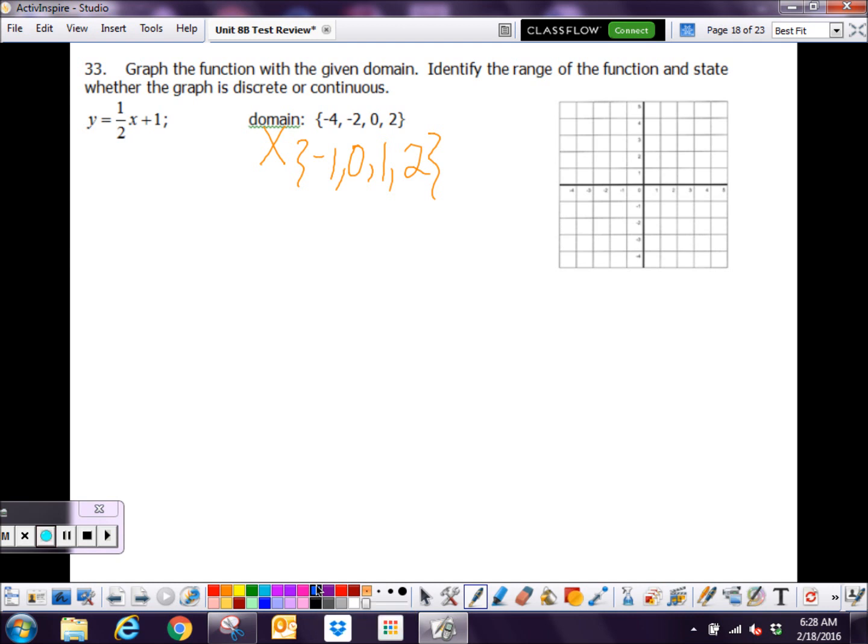So I have -4, -1, -2, 0, 0, 1, and 2, 2. Nope, I just put that in the wrong spot. 2, 2. There we go. So you can see what our line would look like, but it doesn't want the whole line. It just wants those specific points, which means this is discrete. If it was continuous, it would want everything, and it doesn't. It just wants those specific points.